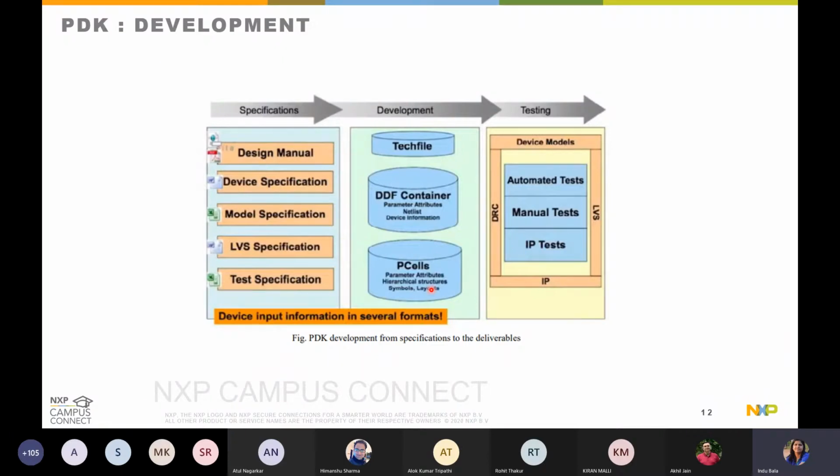PCells are parameterized layouts, where it can be in different structures, right? It can be a simple layout, a one-fold layout, or it can be a hierarchical structure. The requirements come from the design team, what kind of devices, and also from the technology team, what are the basic devices that should be part of your PDK. Once that is done, on the testing side, we do the integration.